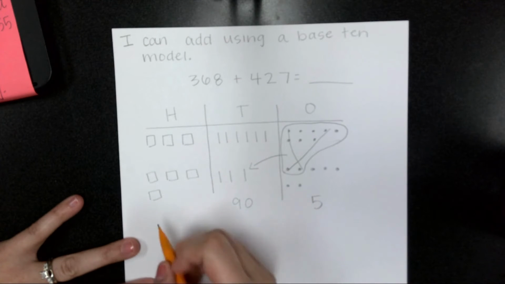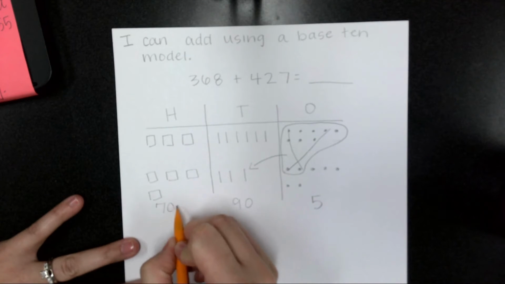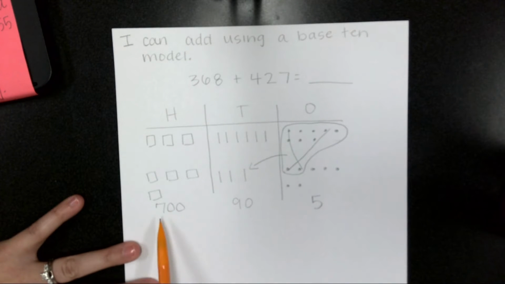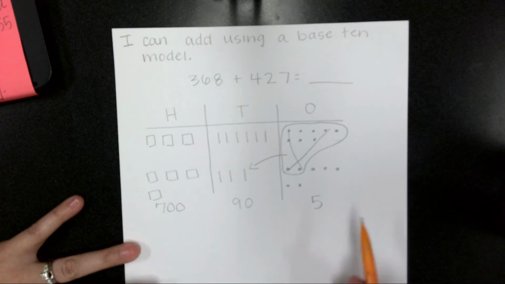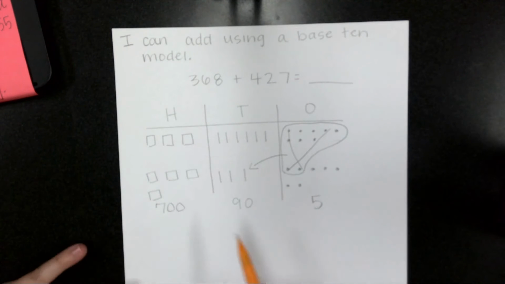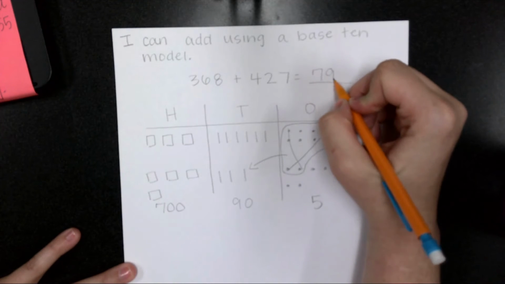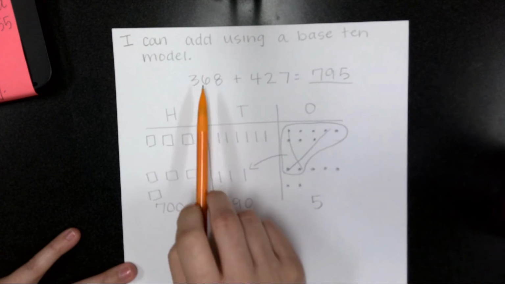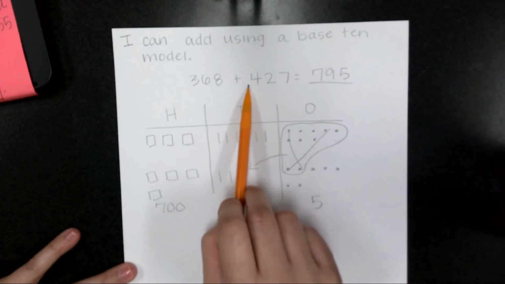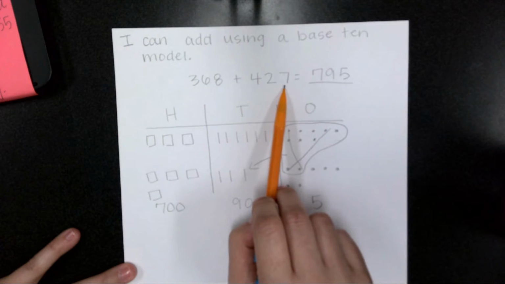So now I have 7 hundreds, 90 tens, and 5 ones. So I know I just need to put those back together, and I'll have 795. So if I add 368 plus 427, I'll have 795. That was pretty simple.